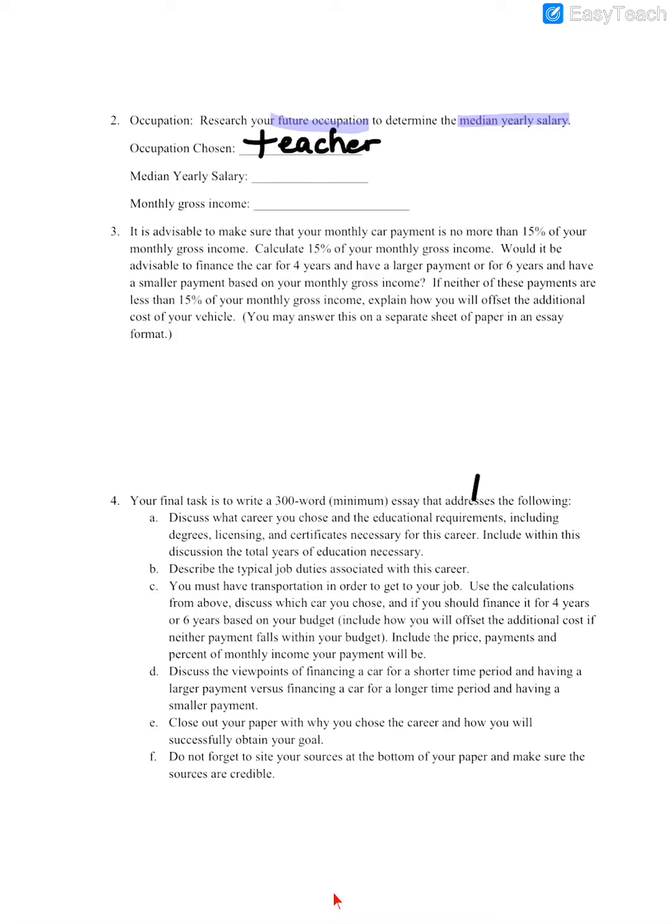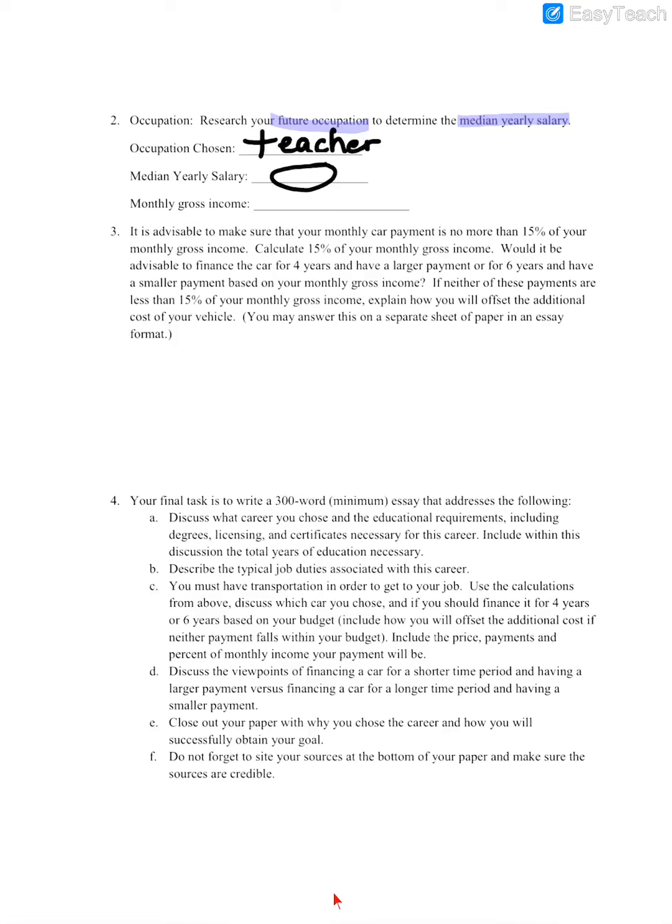then I'm going to go on Google and just type in what is the median yearly salary for a teacher. Of course, that's going to vary depending on what area you are in, but just decide on what area you'd want to live in. And we want you to put something here based on the research that you do and what you find.